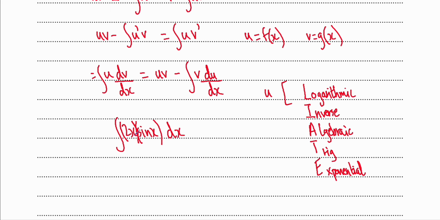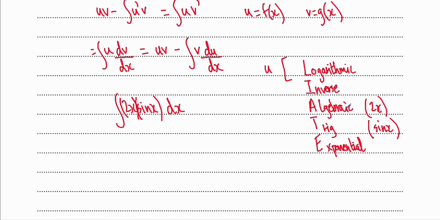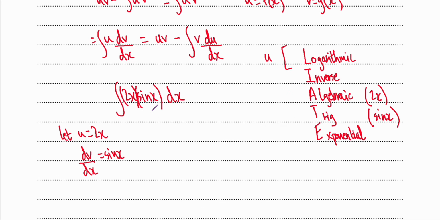In our case, we have 2x and sine of x. 2x is an algebraic function, and sine of x is a trig function. So what we do is we let u equal 2x. That means our dv by dx is going to be sine of x. So dv by dx is equal to sine of x, right? Of course, because if u is equal to this, then we're left with dv by dx, so it has to be equal to that.